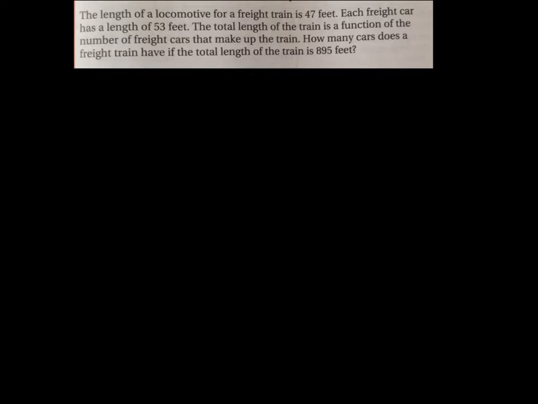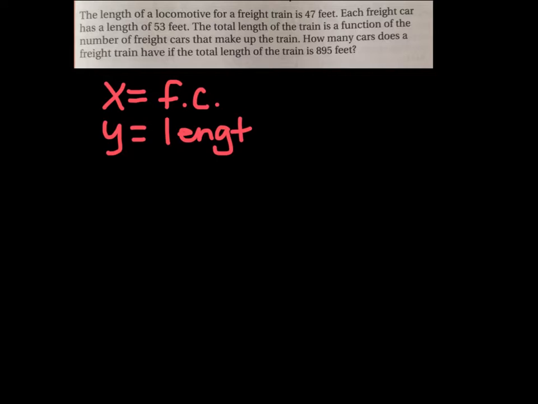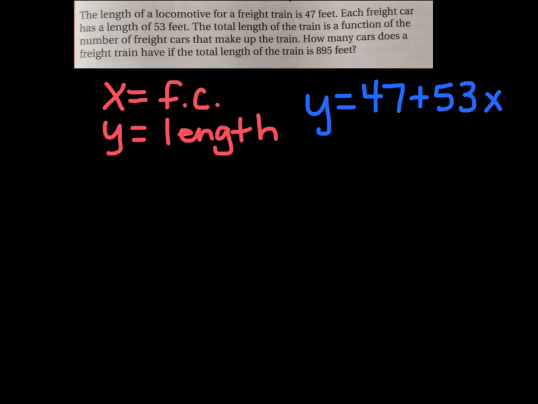All right, let's begin by creating our equation. First, we're going to let x represent the number of freight cars. And we're going to let y represent the total length of the train. The locomotive is 47 feet long, and each freight car is 53 feet long. So the equation we'll create will be y, the total length of the train, equals 47, the length of the locomotive, plus 53 times x, the number of cars.